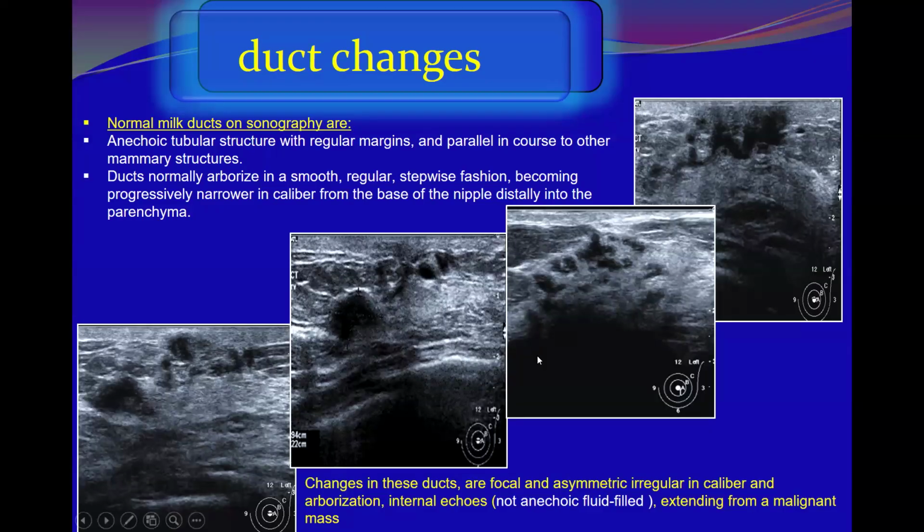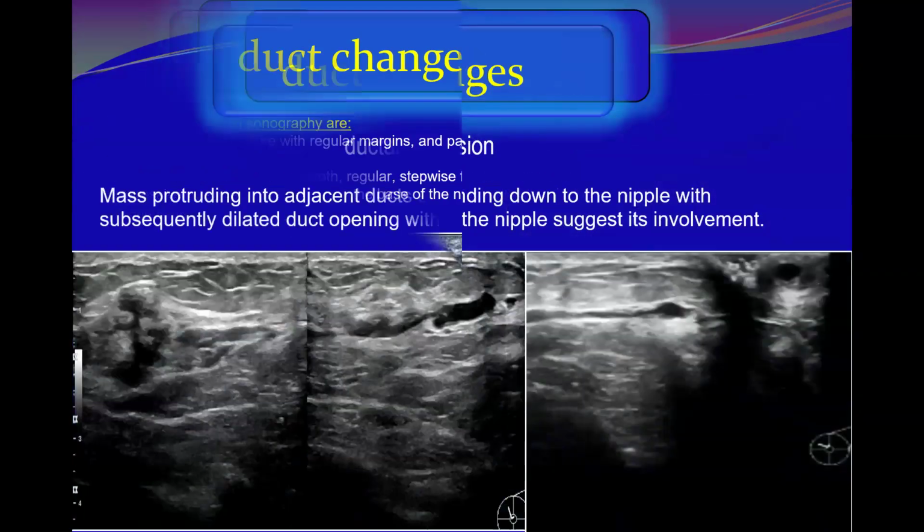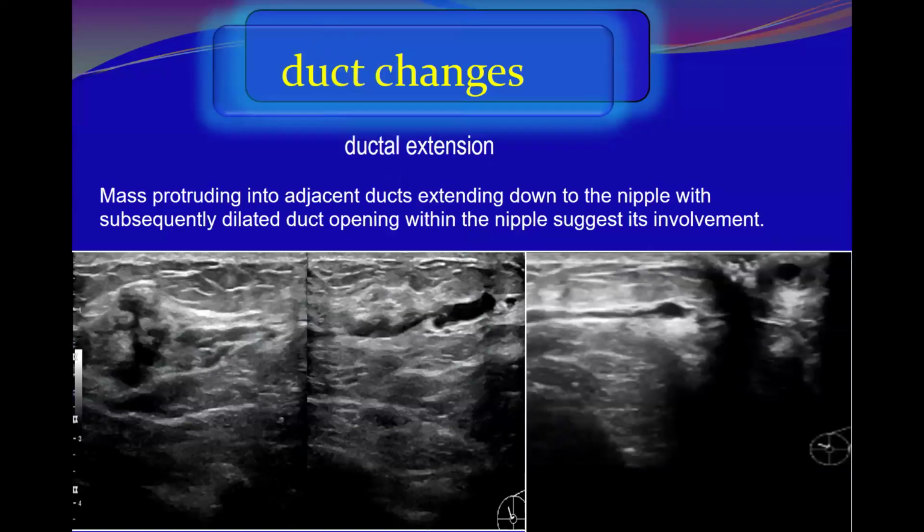But if you look at this example, definitely these are not normal ducts, they do not have these characteristics. These ducts are interruptedly, focally irregular in caliber, lacking internal anechoic content. And if we look here, there is an adjacent, highly suspicious mass. So these are highly suspicious duct changes.